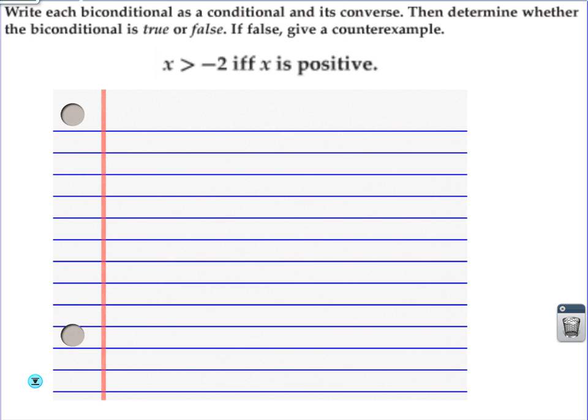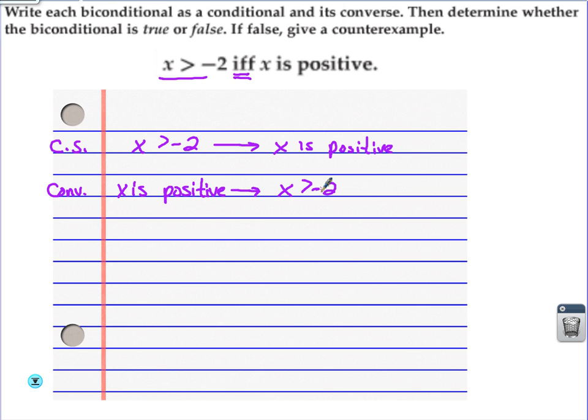Write each biconditional as a conditional and its converse. Okay, conditional statement. This is true if and only if this is true. So x is greater than -2 implies that x is positive. In order to be sure, let's check its converse as well. X is positive implies that x is greater than -2.